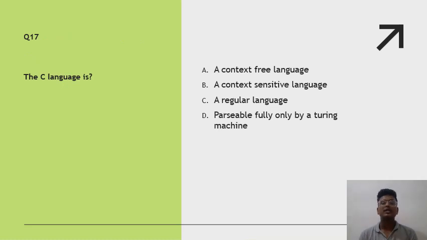This is question 17 of the multiple choice question series. The C programming language, or the C language, is: the options are a context free language, a context sensitive language, a regular language, or parseable fully only by a Turing machine.